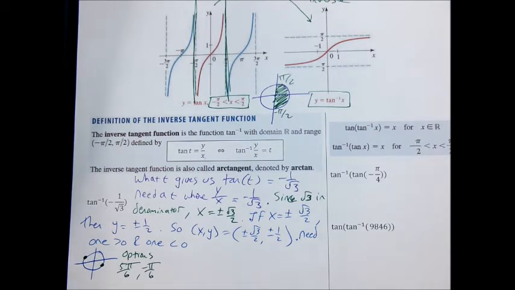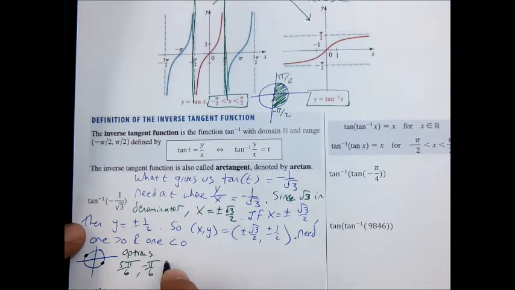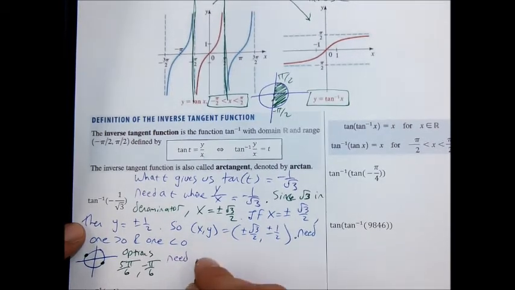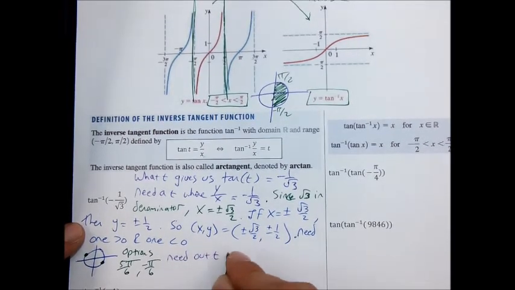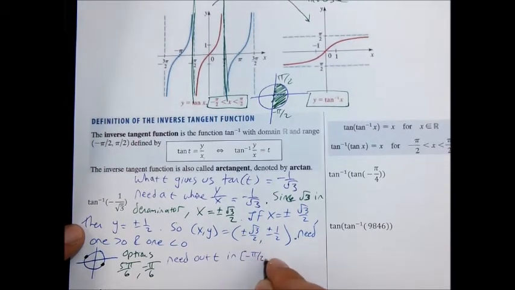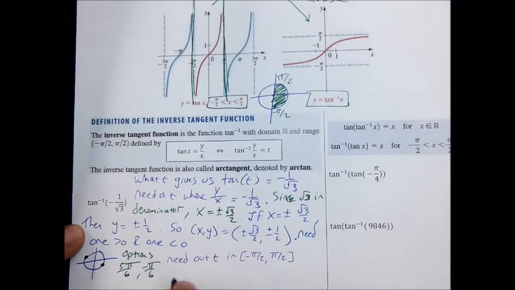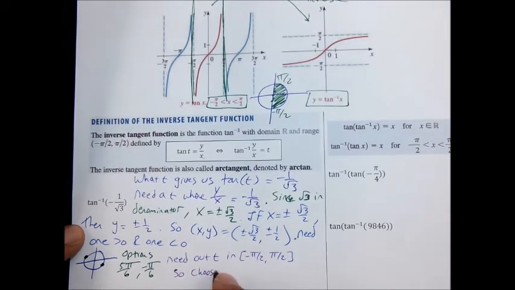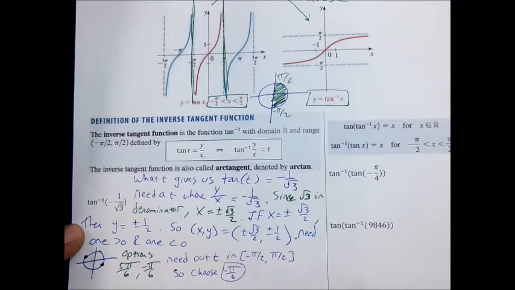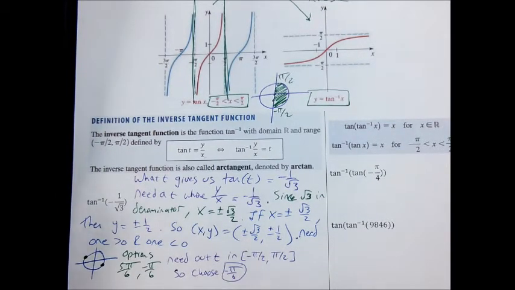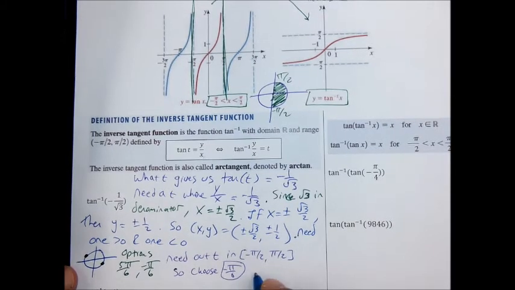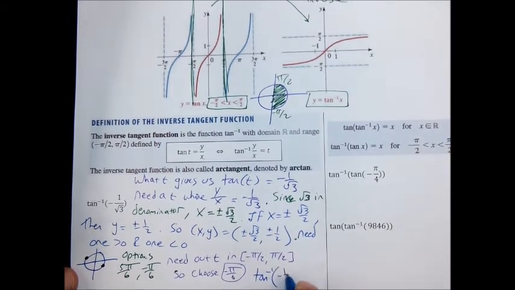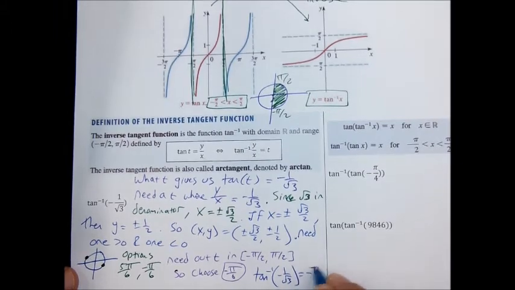And we want to choose the one that's between minus pi over 2 and pi over 2. And so which one is that? The negative one. Very good. So we need RT to be between minus pi over 2 and pi over 2. And so we choose minus pi over 6. And so just as a final answer then, I will squeeze in my final answer right here. Tan inverse of minus 1 over root 3 is minus pi over 6.